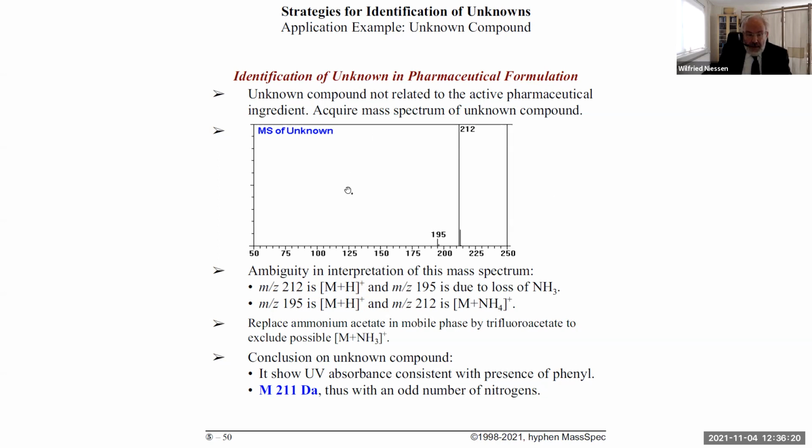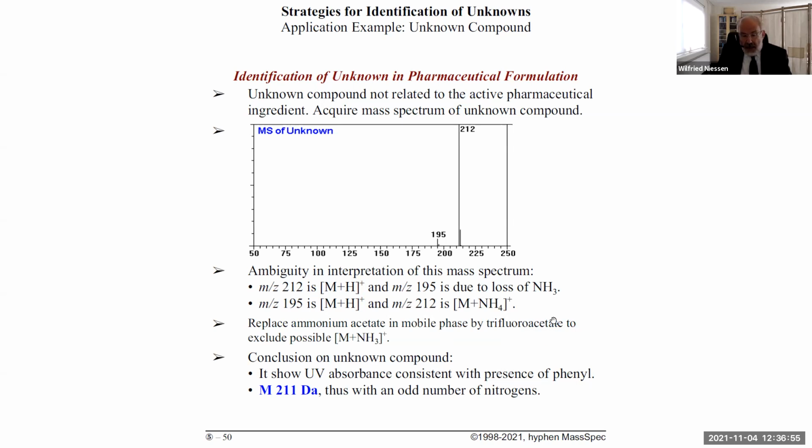The MS spectrum, which was subsequently acquired using a mobile phase with ammonium acetate, is this. And I can explain this spectrum in two ways. I can either have an M plus H of 212 showing a small ammonia loss, or I have an M plus H of 195 showing a huge ammoniated molecule, M plus NH4 plus. And in order not to start with two possibilities, I will bring in another LC system.